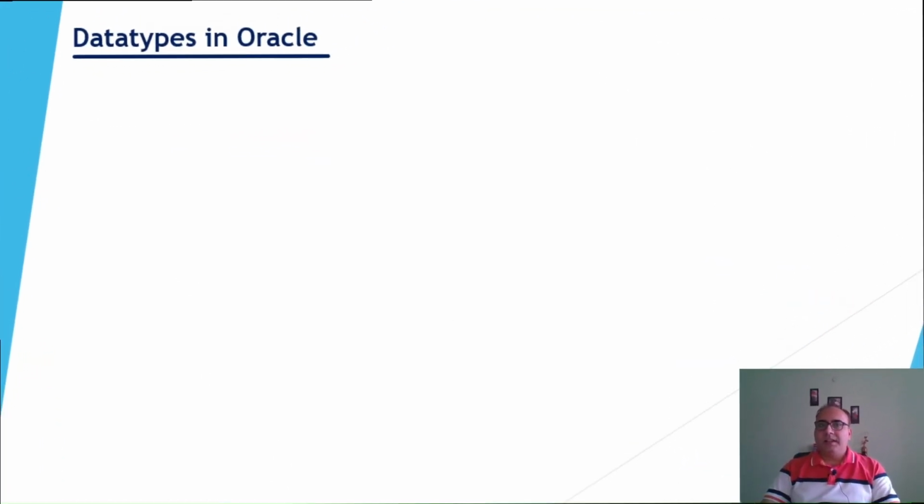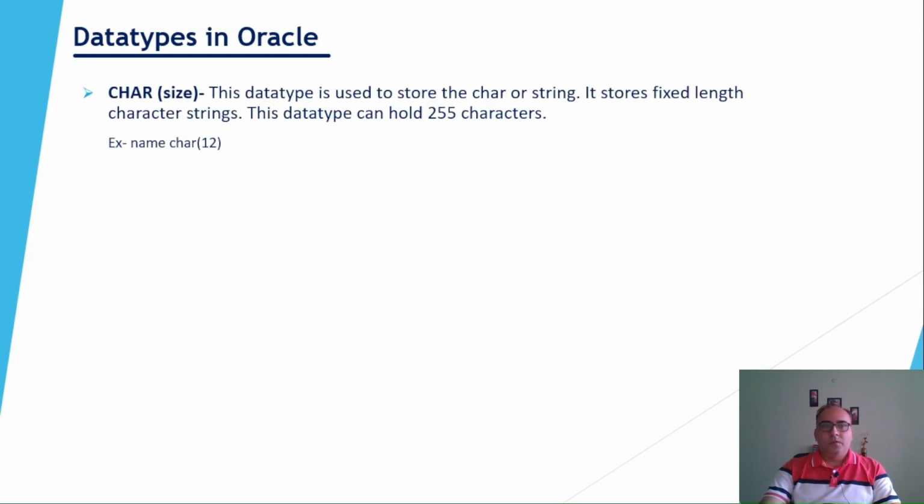So let's talk about data types in Oracle. First one is CHAR. Using this particular data type, we can define a fixed length character string. This can hold information up to 255 characters. Let's look at this example: name CHAR(12). Here we are defining a variable name as a character data type having length 12. It means this variable can store 12 characters. The size within brackets indicates the size of that particular data type.